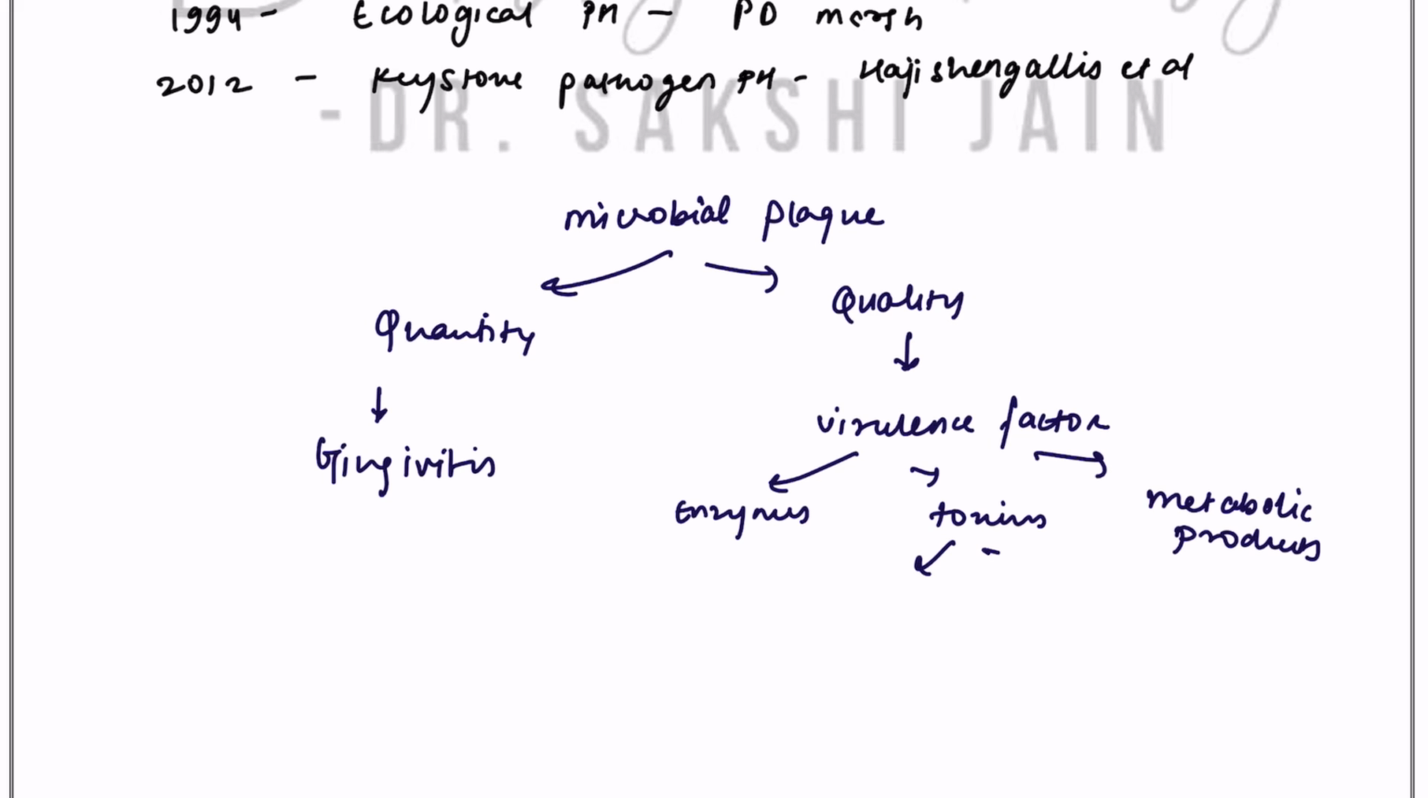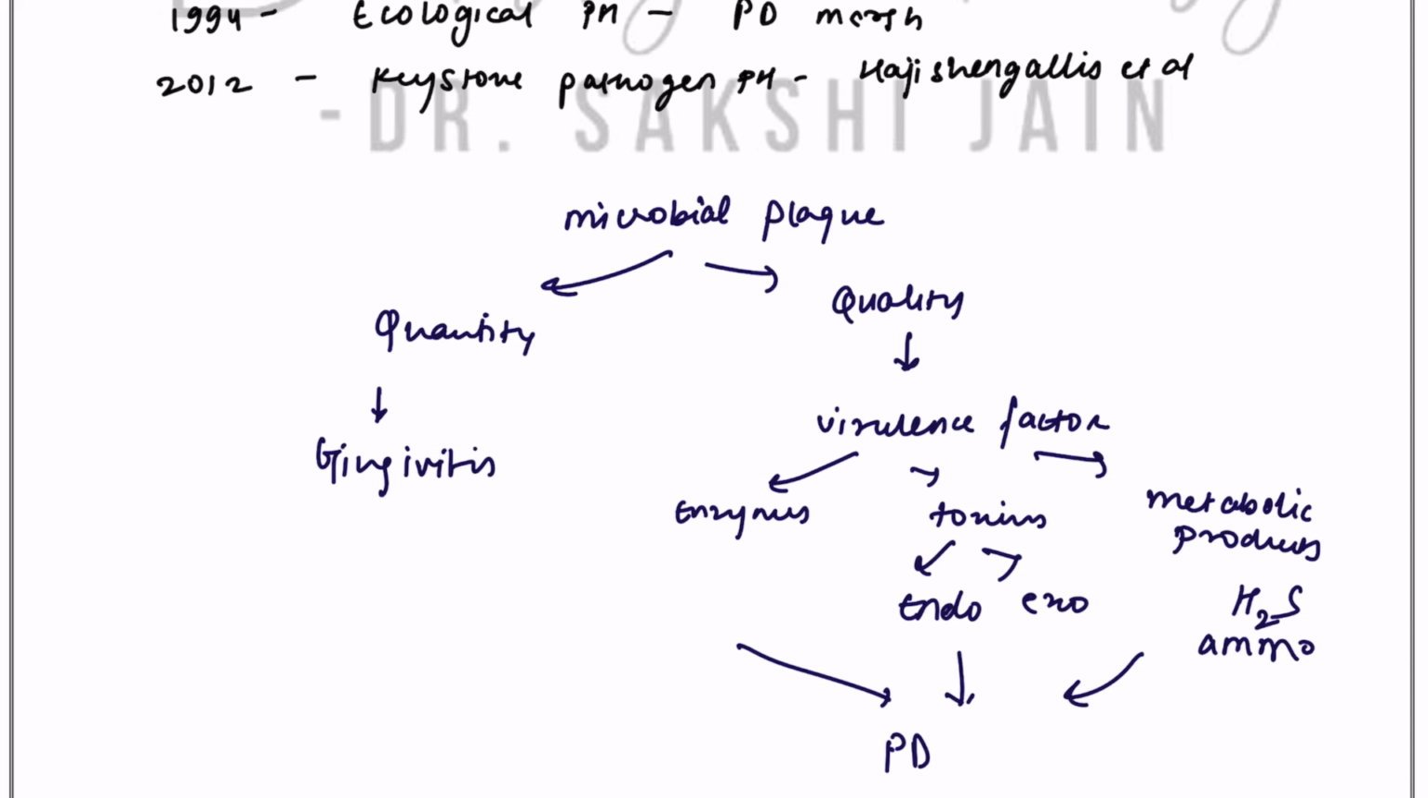Toxins can be endotoxins and exotoxins, and metabolic products can be hydrogen sulfide, ammonia, and volatile fatty acids. So all of these factors lead to periodontal tissue destruction.